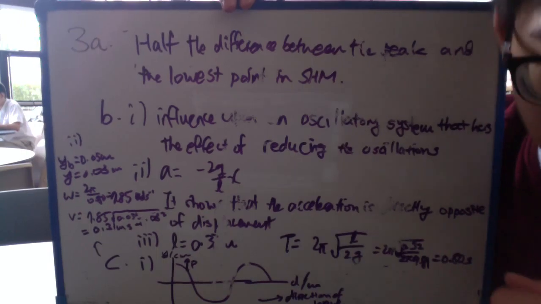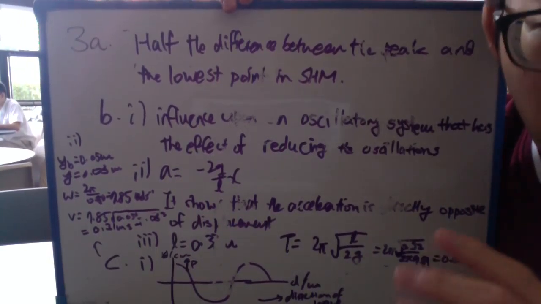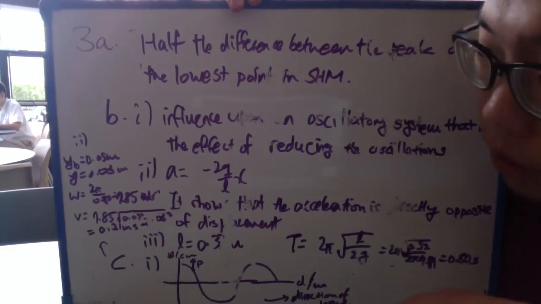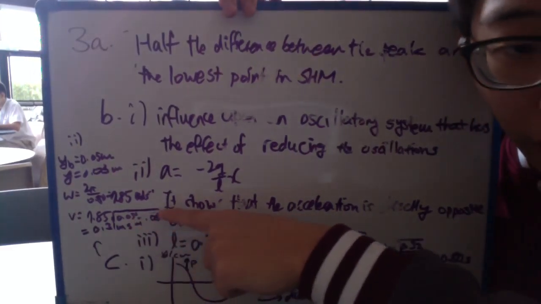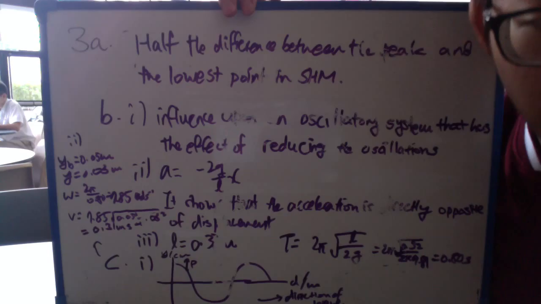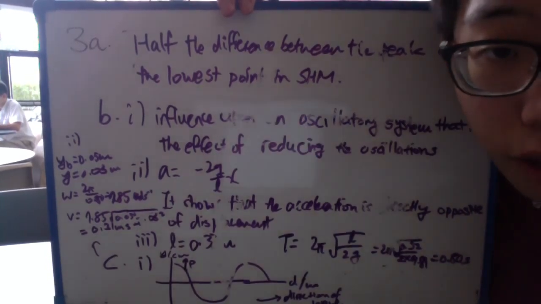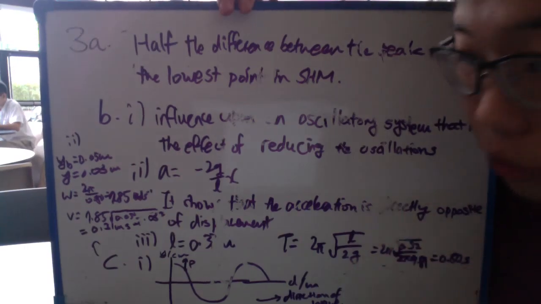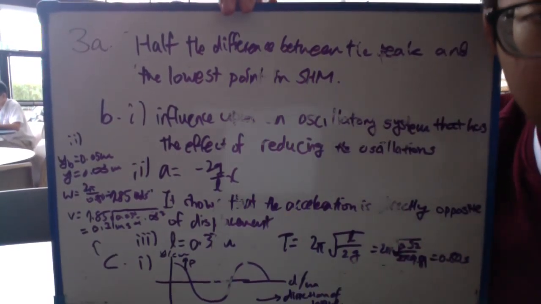We use the equation v equals omega root y-B squared minus y squared, which we see here. According to the equation, the magnitude of the velocity of particle P at this point is 0.21 meter per second.